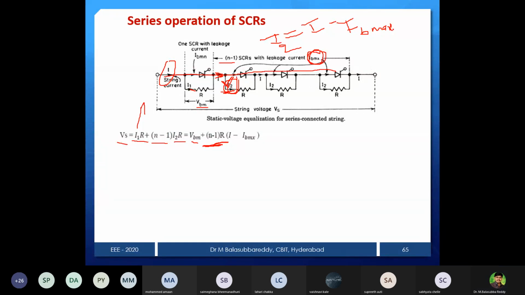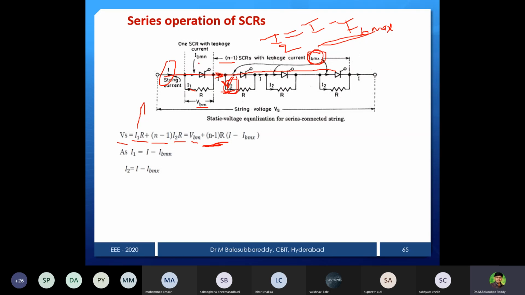That will give I2 is equal to I minus IB max. So automatically I mention here V_s is equal to V_BM plus (n minus 1) R into I2, that is I minus IB max. So that is the first equation. Now that's what I just mentioned: I2 is equal to I minus IB max.